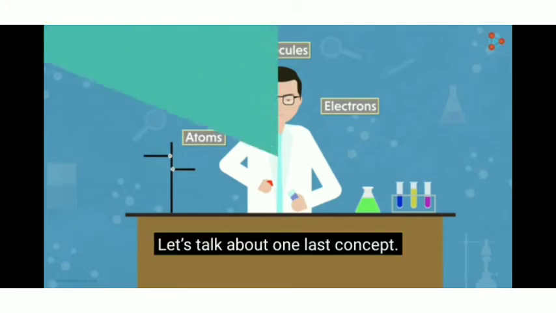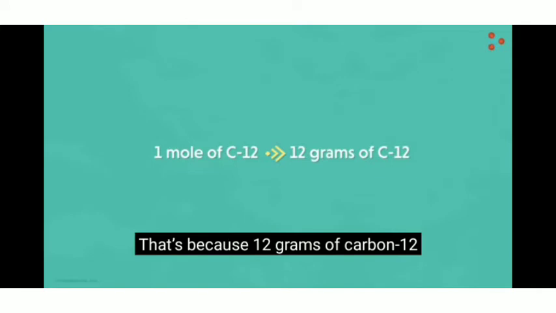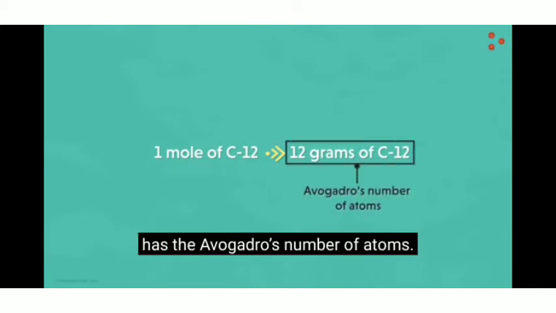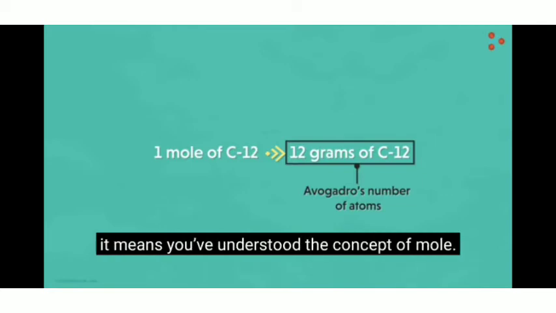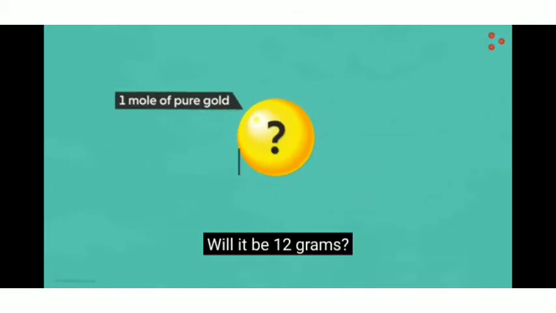Let's talk about one last concept. We know that 1 mole of carbon 12 is 12 grams of carbon 12. That's because 12 grams of carbon 12 has Avogadro's number of atoms. Now let me ask you a question. If you answer this correctly, it means you have understood the concept of mole. What will be the mass of 1 mole of pure gold? Will it be 12 grams?